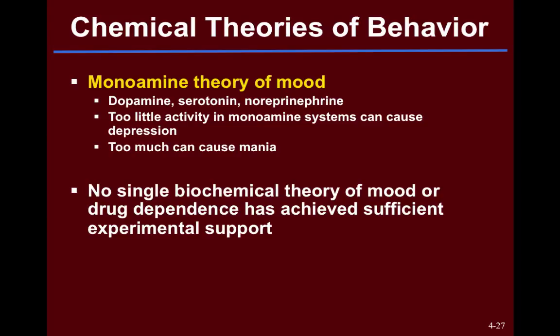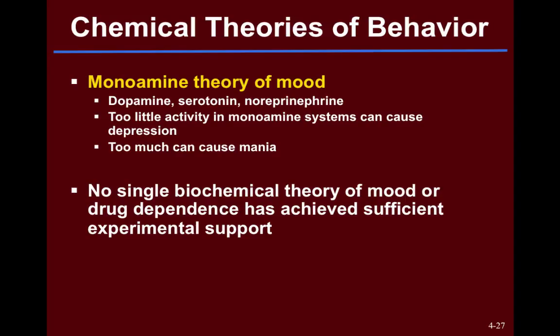A current one that's actually gaining some traction has to do with theories of mood. It's called the monoamine theory of mood. And we're talking about those same neurotransmitters again, dopamine, serotonin, norepinephrine, and we suspect that too little activity in these systems can cause depression, and too much can cause mania. But we're not able to explain all of behavior, even based on this particular theory, which again has been fairly well supported at this time. We haven't been able to come up with a single theory or a single kind of biochemical test we can run that really explains mood.